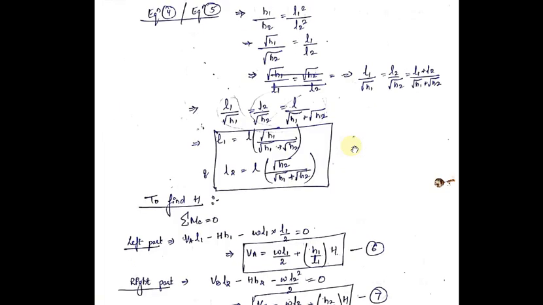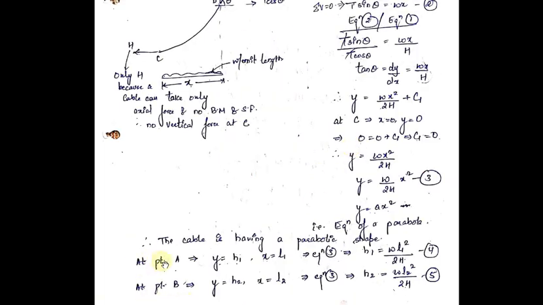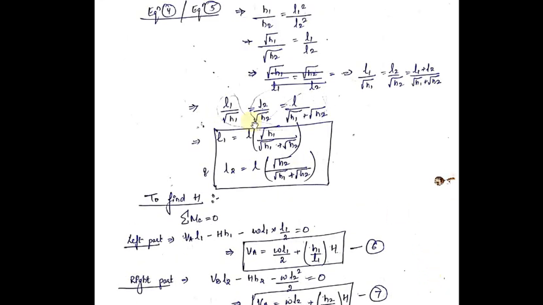So now at point A, y equal to h1, x equal to L1. Therefore, after putting these values in equation number 3, we will get h1 equal to WL1 square upon 2h. And at point B, we know that y equal to h2 and x equal to L2. After putting these values in equation number 3, we will get h2 equal to WL2 whole square upon 2h. So we have got these two equations, 4 and 5. Now coming to the next part.